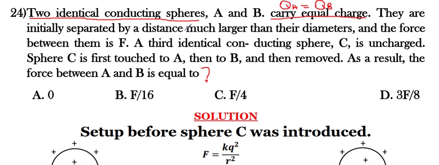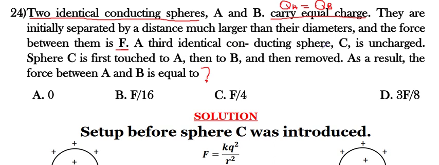They are initially separated by a distance much larger than their diameters. We take note of these two. And the force between them is F. So it's obviously the electrostatic force of repulsion. Since the spheres are identical, they obviously have the same charge, the same everything. And so since they are identical, there is a force of repulsion between them, and that force is F.